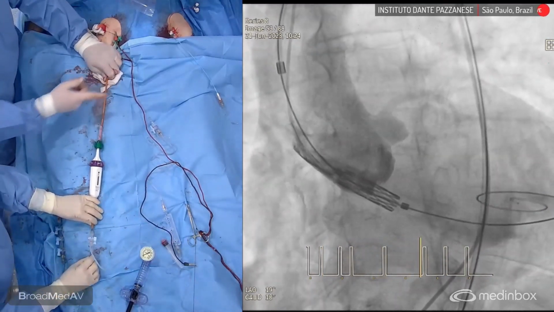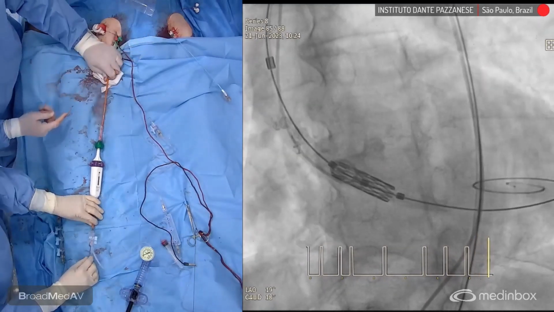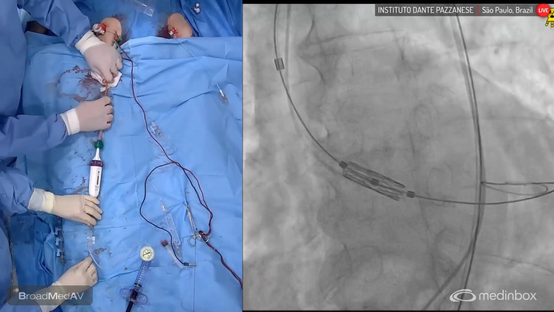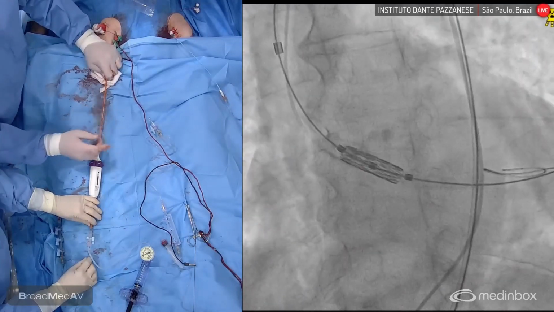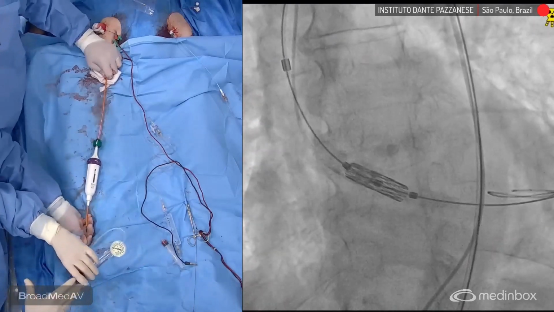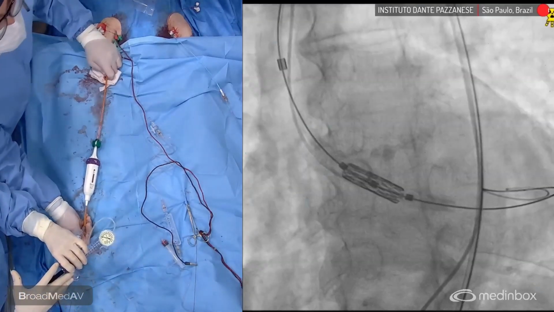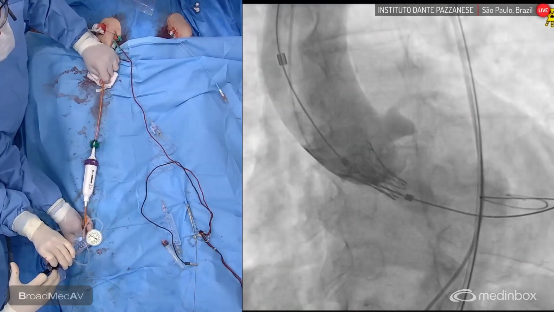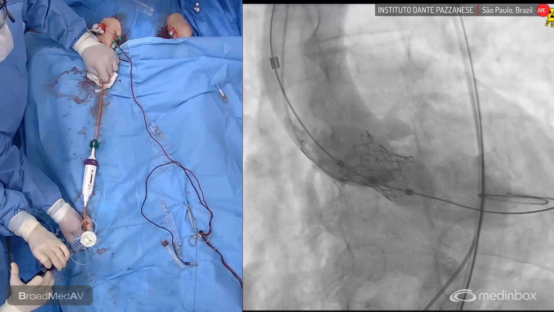So pacemaker on. Leave the pump ready. 120. 180. Okay. Finish. Inject. Let's see. Okay. Go.